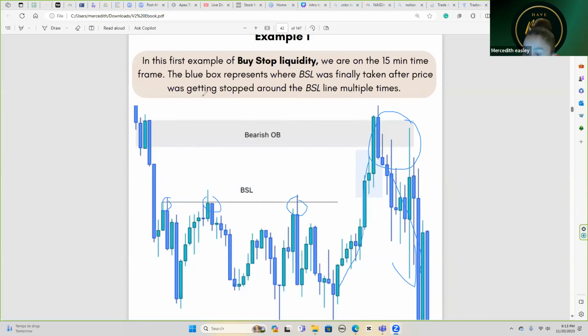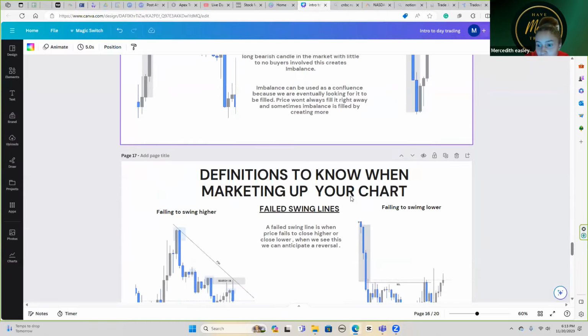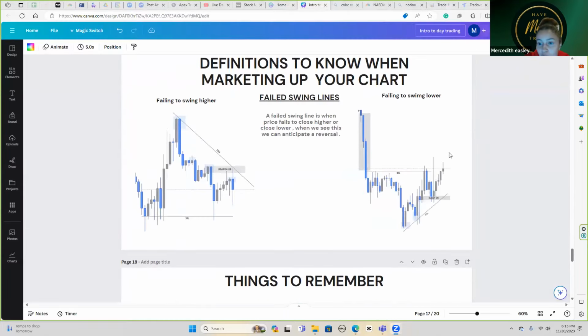Can you repeat those confluences for shorts? Well, the confluences that I use: order blocks, buy or sell stop liquidity, imbalance, failing to swing higher or failing to swing lower lines. And let me just do the fail to swing lower real quick.